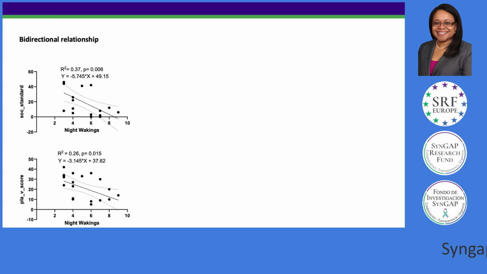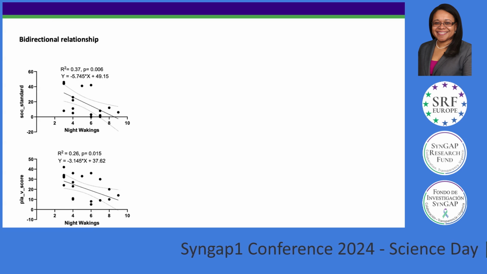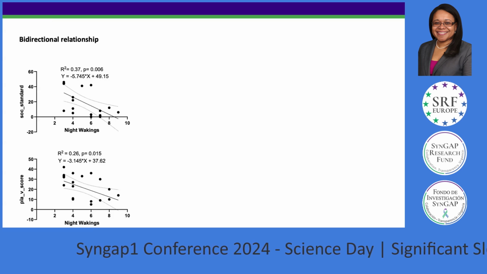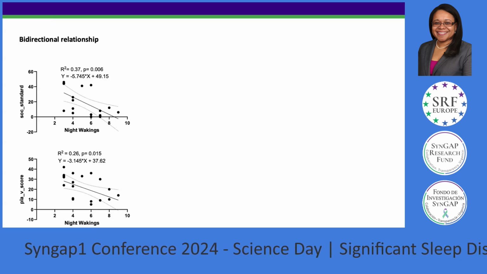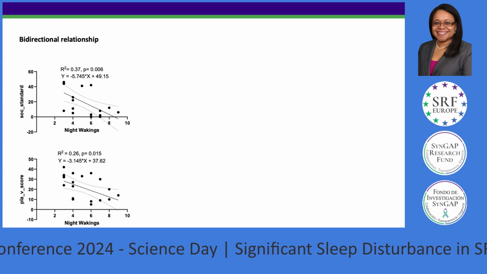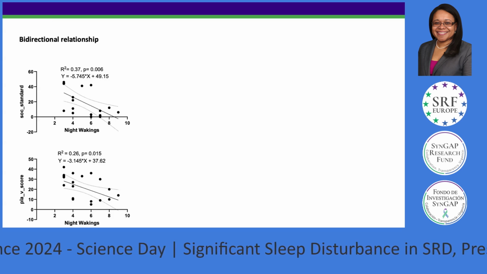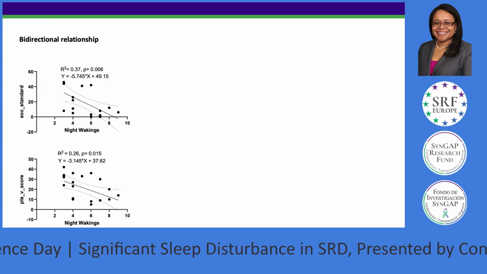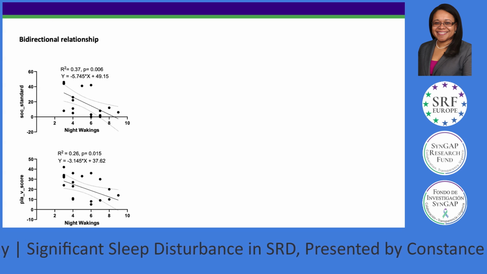We asked, are there bidirectional relationships as it relates to sleep and the adaptive function? And the adaptive function, we got that data from Vineland. And what we're showing here is that nighttime awakening, so this is a sleep score, when there's more nighttime awakening, individuals tend to have lower scores, so lower function on their socialization. And similarly, when there are higher nighttime awakening scores, individuals tend to have lower scores as it relates to their play skills, which is not surprising.